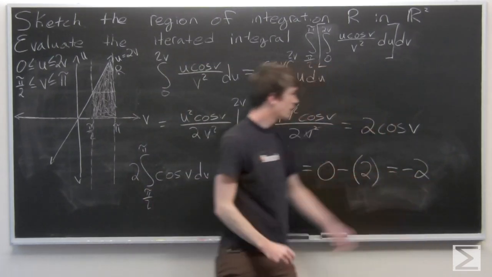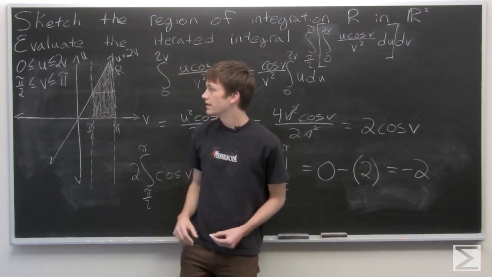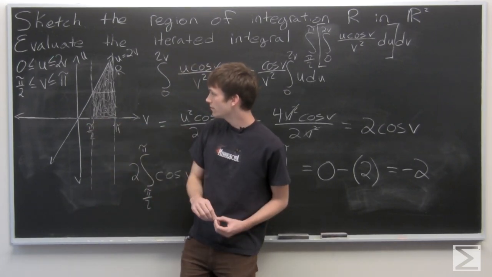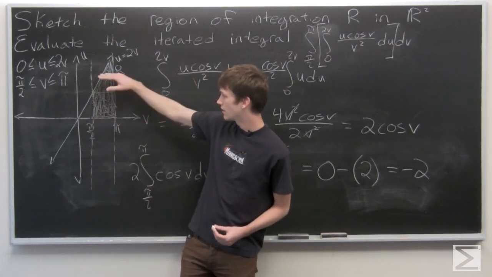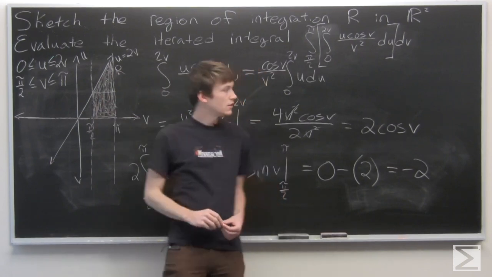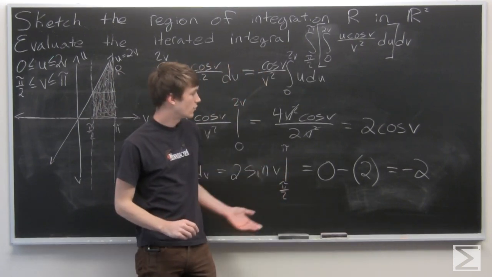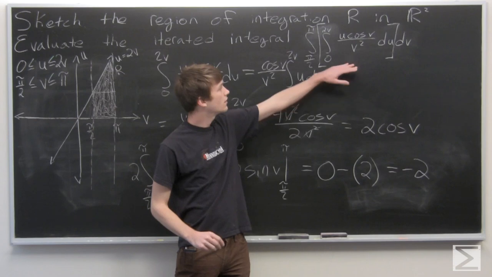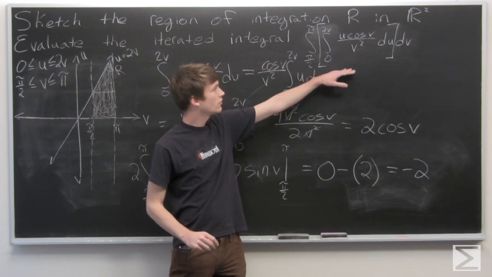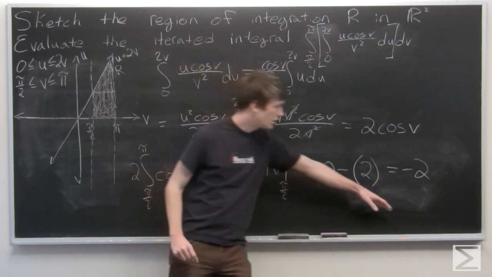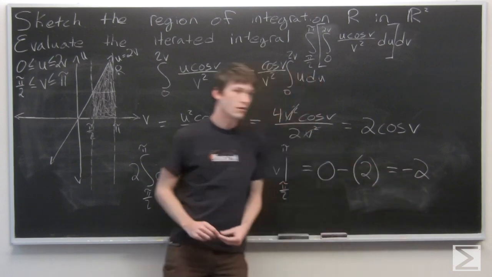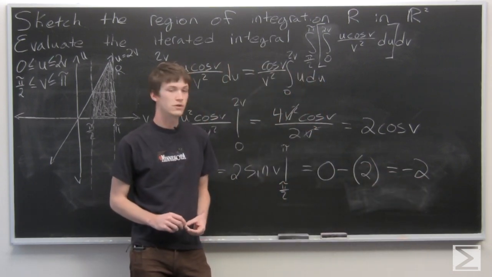So 0 minus 2 is just negative 2. So we went ahead and sketched our region of integration, and we found this triangle on top of a box. And then we calculated our iterated integral over that region and found that our iterated integral is equal to negative 2.